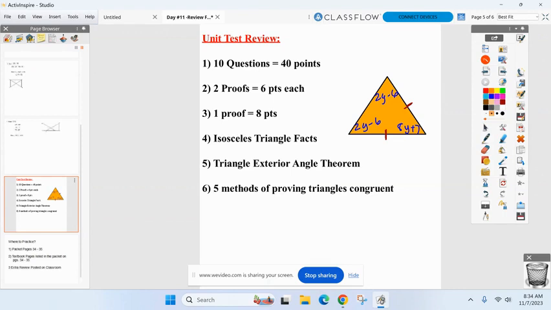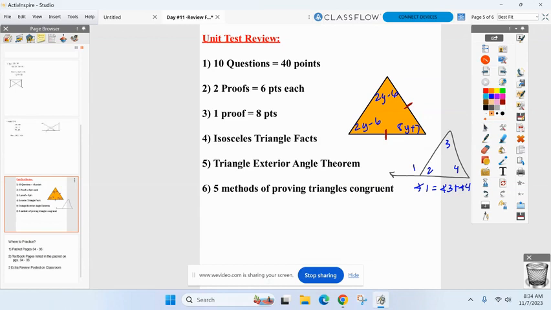Triangle exterior angle fact. Some of us did a decent job of this on the quiz. Angle 1 is an exterior angle, and what's it equal to? Angle 3 plus angle 4, right? Exterior angles are equal to the remote interiors added up.